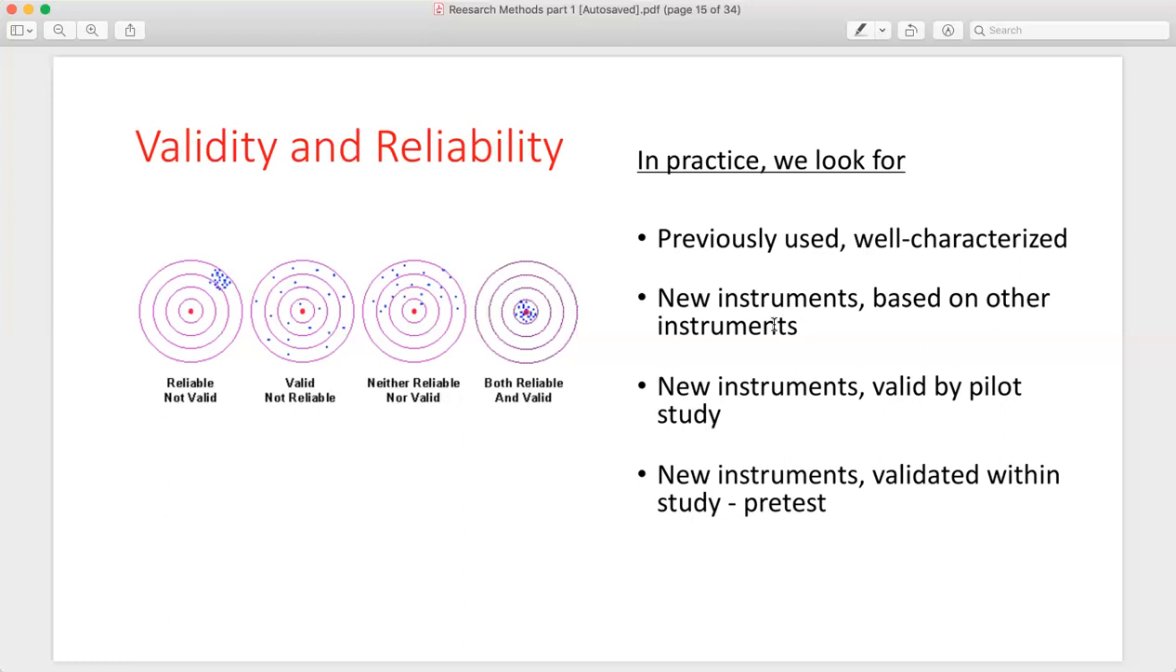If there is no valid instrument available before, we would just develop a new instrument based on the need of our study and literature review, and then we validate it with our pilot study. And then sometimes we use a new instrument and validate it within the study, like we do a pre-test of those instruments and then validate them.